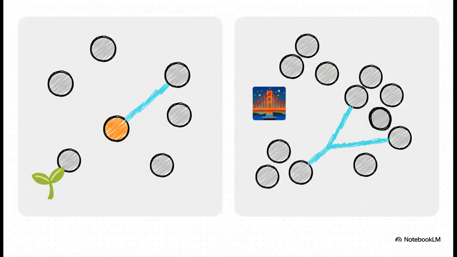And there are two main ways to build one. First, there's Prim's algorithm. This is like growing a crystal. You start at one point and you just greedily add the cheapest possible connection to expand your network outwards.